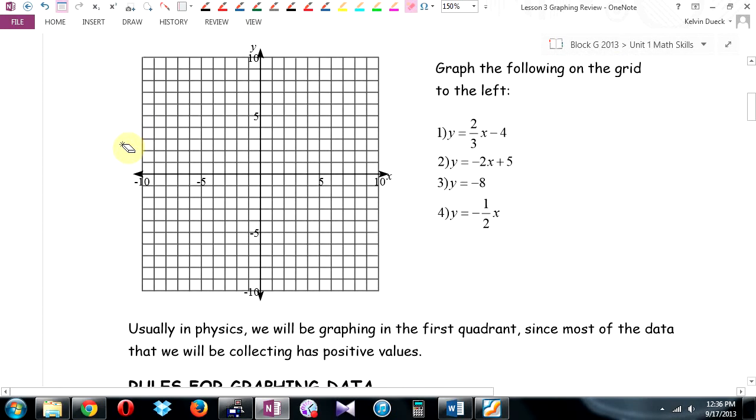So, number 1 is in slope-intercept form. How do I know? Slope-intercept form basically says the y is by itself, which it is. Now I have to remember what everything meant.